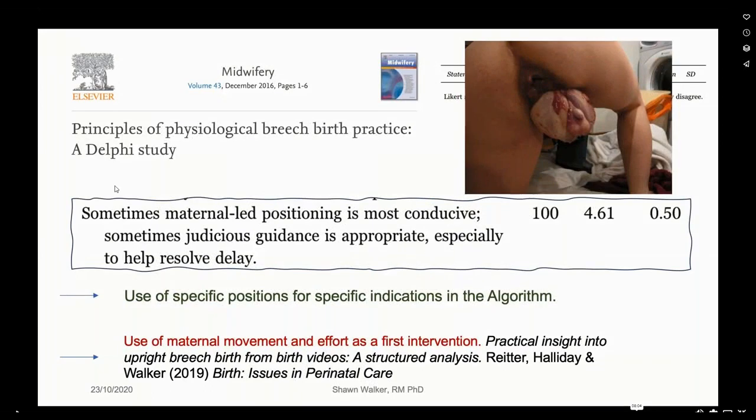So this is what you will find in the algorithm. These are the principles that Sheila Walker actually described here: that changing the maternal position itself can solve the problem of delay in delivery, and simply by changing the mother's position, delivery will become faster, right? So this is one of the interventions. Use of maternal movement and effort as a first intervention is also what she suggests.